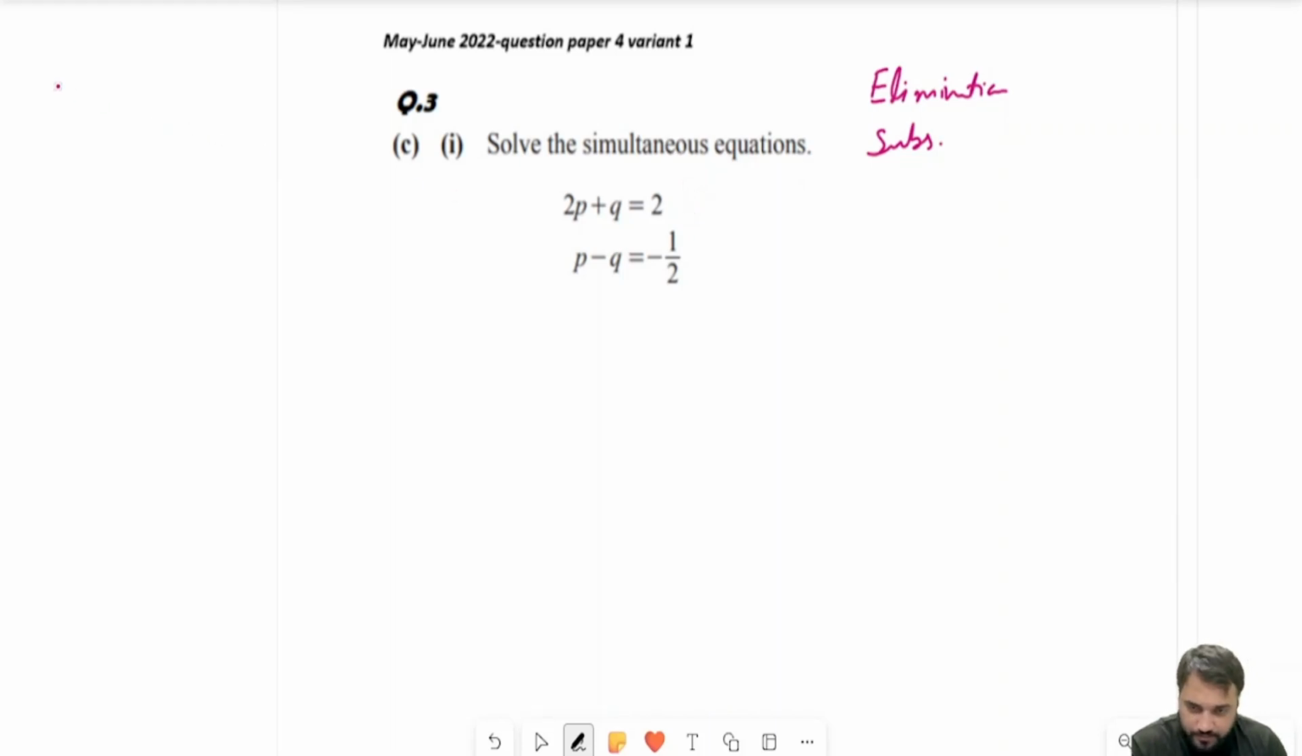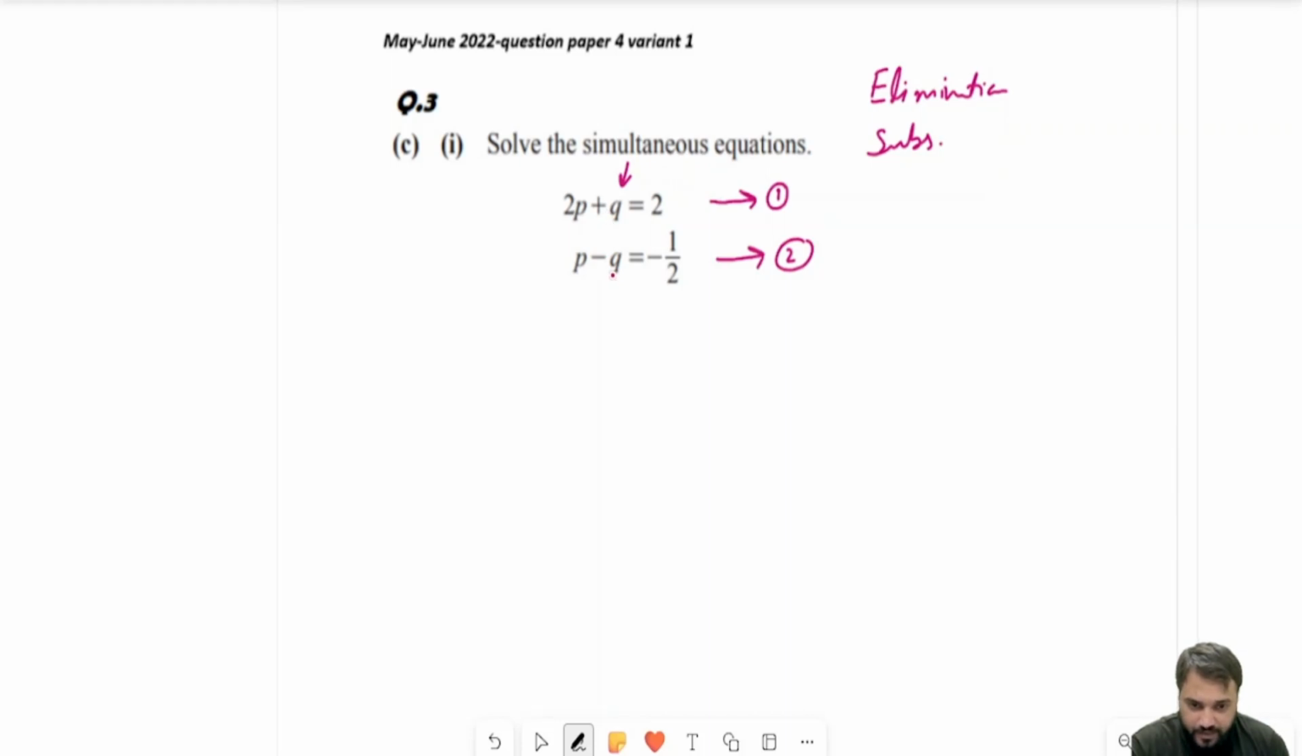First, the similar step. First thing is we need to choose the variable. If I see we have 2p plus q is equal to 2, this is our first equation. And second equation is p minus q is equal to minus 1 over 2. Just look at the coefficients of q in both the equations. Here the coefficient of q is 1 and in here the coefficient of q is minus 1.